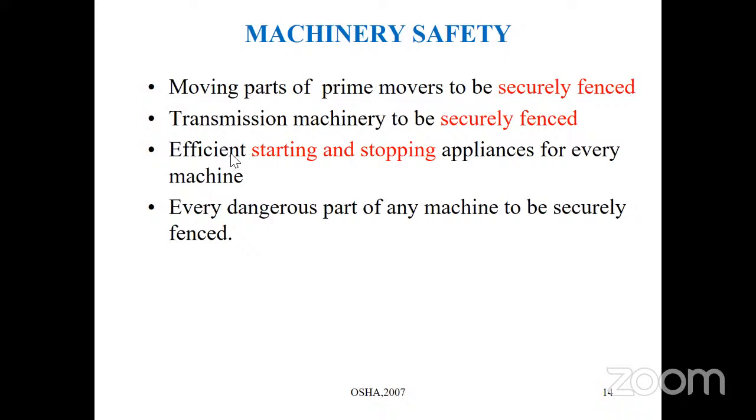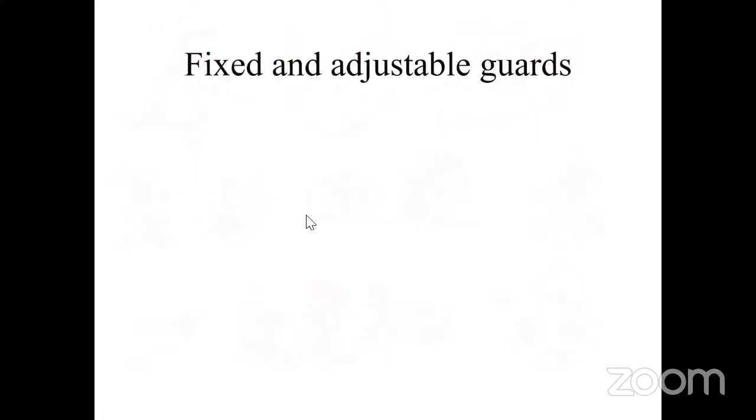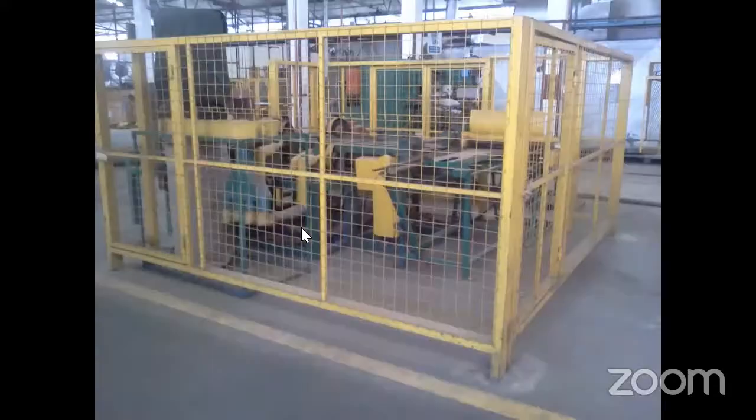This is an example of moving parts of a machine. You can see that this person has been entangled. So it is very important when you're going to work that you are not supposed to have loose garments. You're supposed to have the proper PPEs to avoid accidents. This is an example of a machine that has been guarded. You can see this is a machine also that has been fenced.